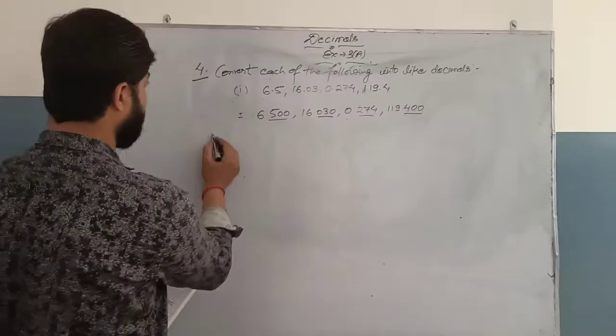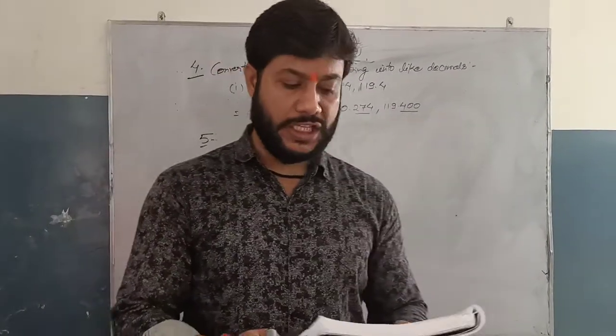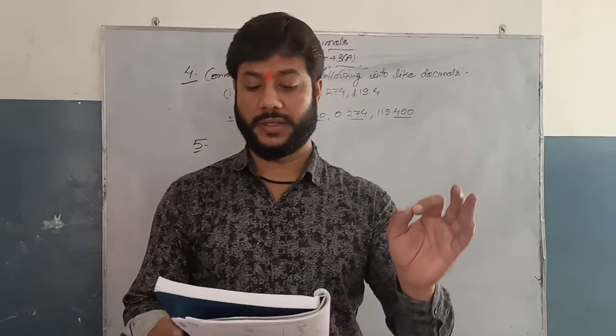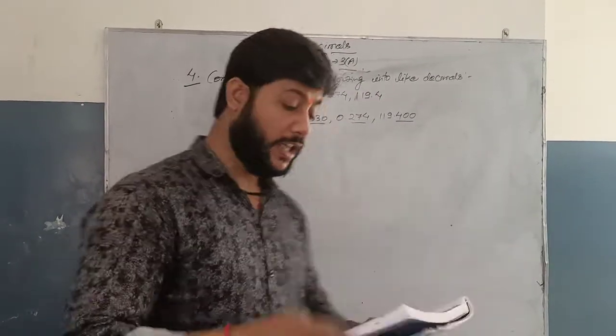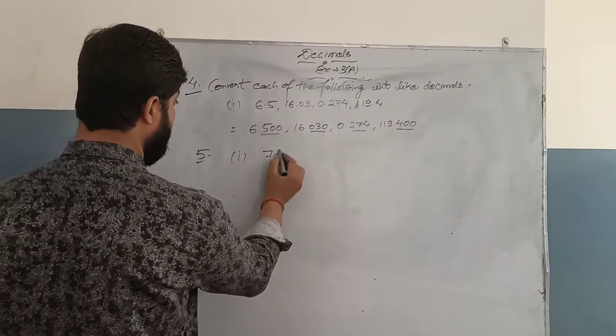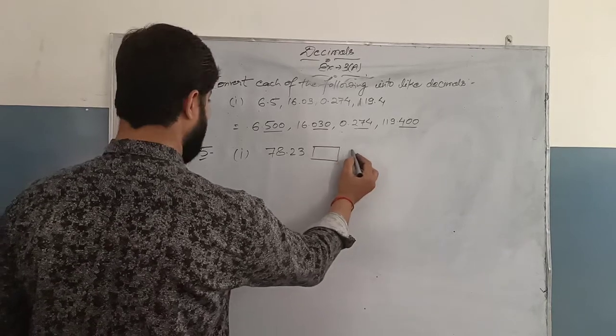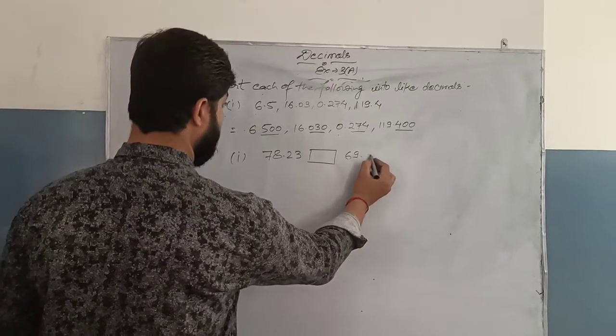Question number 5 says, fill in each of the placeholders with the correct symbol, less than or greater than. First we will see 78.23 and 69.85.